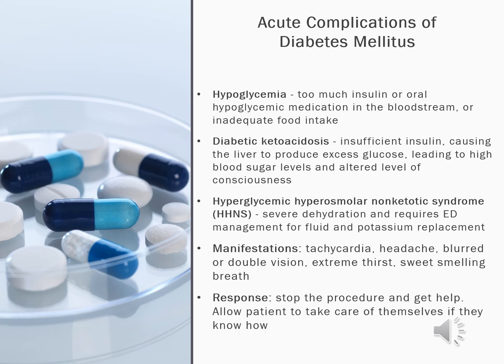Hyperosmolar hyperglycemic non-ketotic syndrome, abbreviated HHNS, is more common in individuals with type 2 diabetes or elderly individuals without a known history of diabetes. It involves severe dehydration and requires emergency department management for fluid as well as potassium replacement. Clinical manifestations common for all of these complications include rapid heartbeat, which is called tachycardia, headache, blurred or double vision, extreme thirst, and a sweet odor to the breath in patients who have diabetic ketoacidosis.